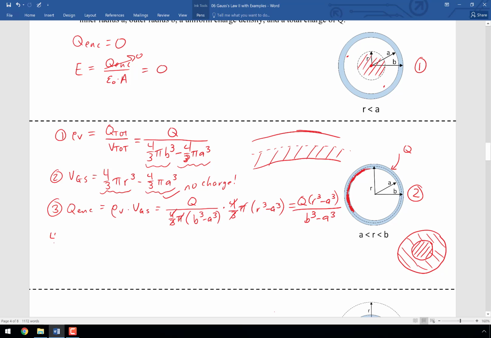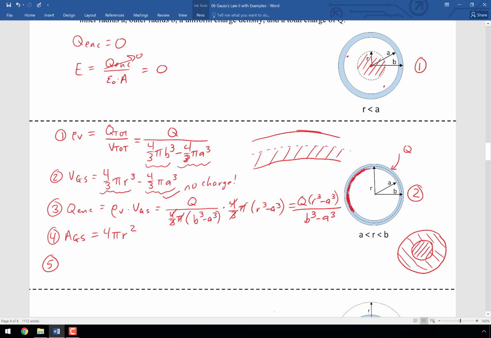And then step 4, what is the area of the Gaussian surface? Well, the area of the Gaussian surface is the easiest part of this calculation. It's just 4 pi r squared. So this is the surface area of the outer surface of the Gaussian surface.